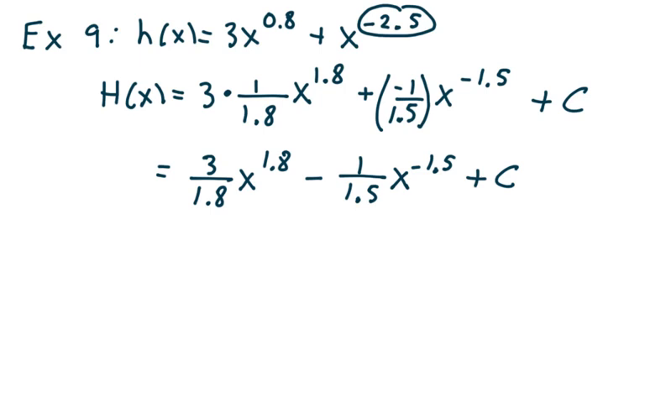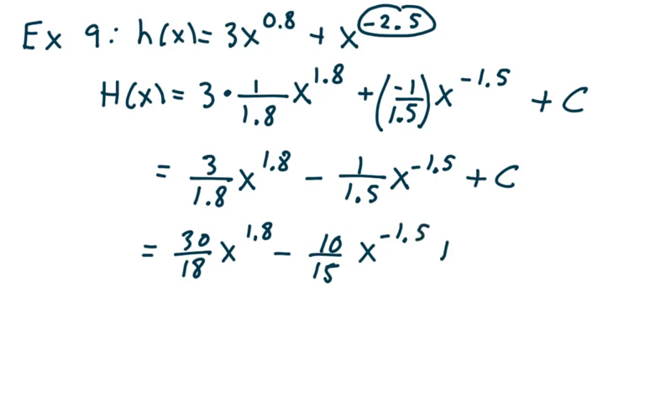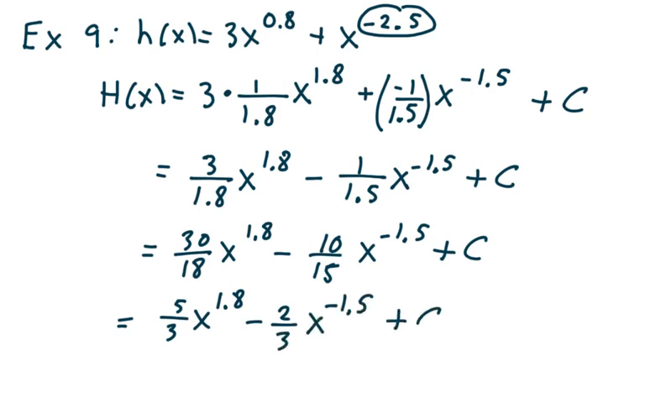I'm going to multiply numerator and denominator by 10, so that's 30 over 18, x to the 1.8 minus 10 over 15, x to the negative 1.5 plus c. And then if I just reduce those fractions, I get 5 over 3, x to the 1.8 minus 2 over 3, x to the negative 1.5 plus c.